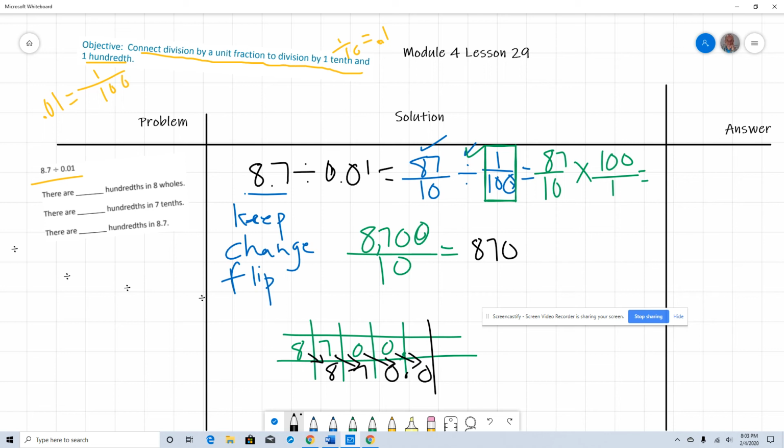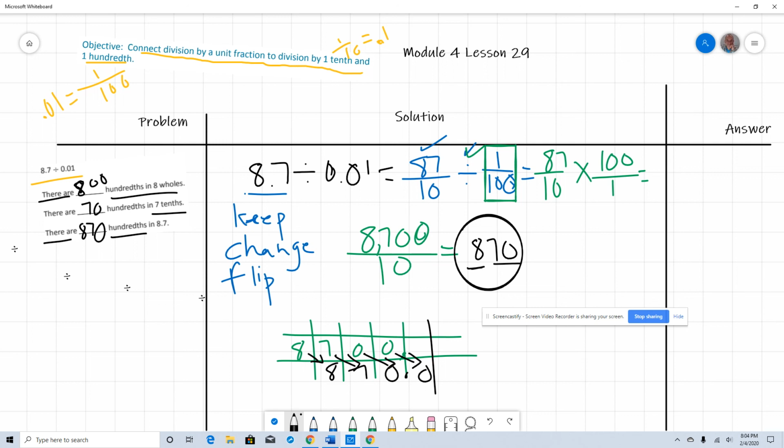So those are hundredths. So now let's answer these questions over here. There are how many hundredths in a whole? If you think about it, this is a whole right there. That will be 100. And 70 will be 7/10. How many hundredths do we have in 7/10? Well, we have 70 hundredths in 7/10. And there are how many hundredths in 8.7? In 8.7, the answer is we have it right here, 870.